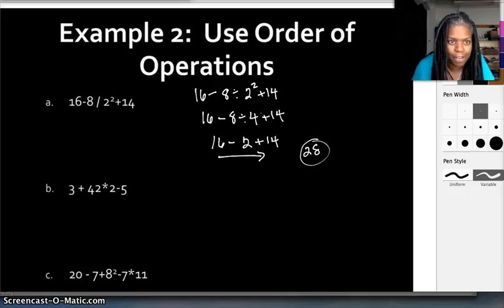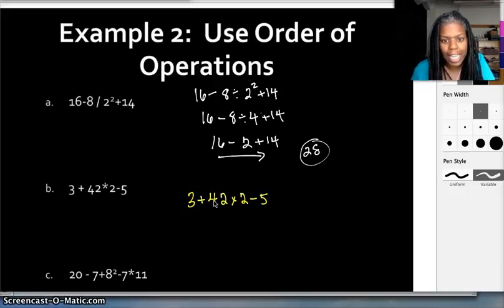I'll do another rewrite. So this expression is 3 plus 42 times 2 minus 5. What we need to do is follow order of operations. No parentheses, don't have to worry about it. Any exponents, not so much. Multiplication and division, yup. We've got multiplication right in the center here.